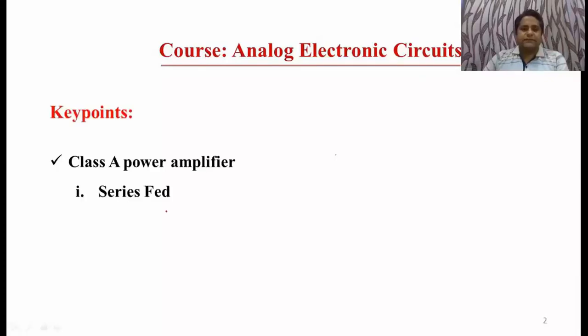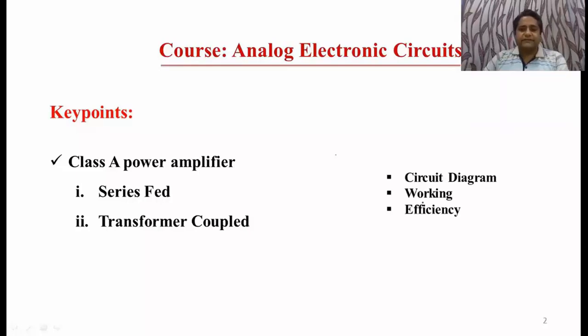It has two types. One is the series fed Class A power amplifier and the other is the transformer coupled Class A amplifier. We will discuss their circuit diagrams, working and efficiency.